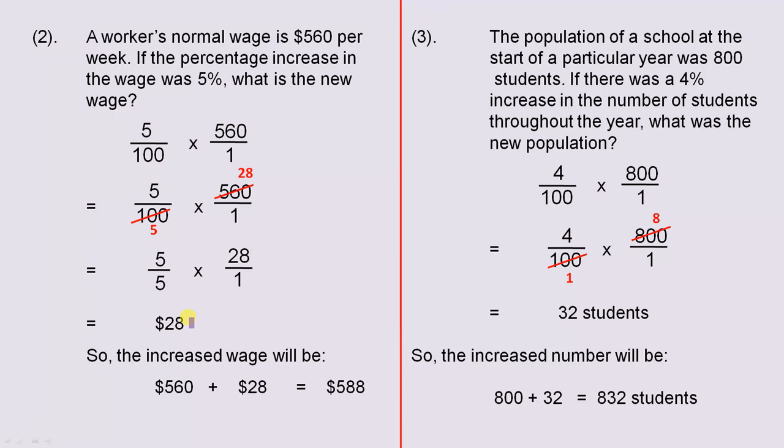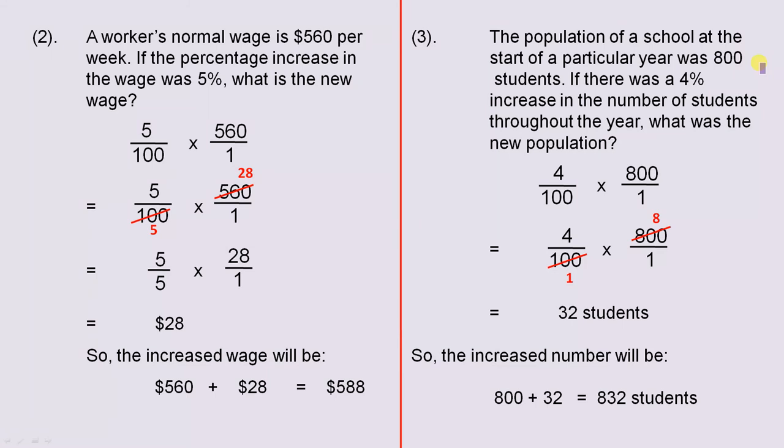So the increased wage will be $560 plus $28, and that gives us $588.